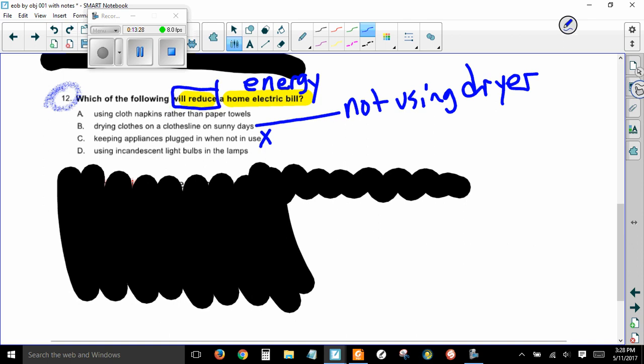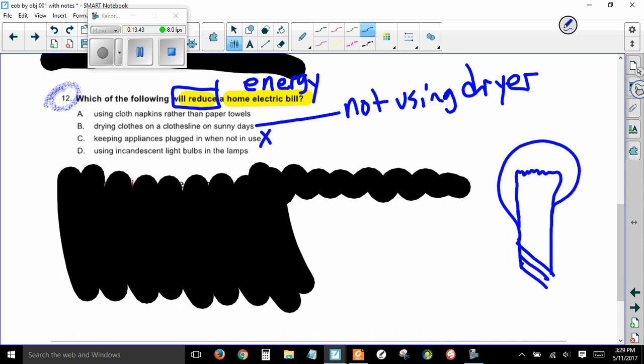Using incandescent light bulbs in the lamps. Okay, so incandescent light bulbs, those are the stereotypical light bulb you see, right? And they've got the little wire that comes up and the little filament and the wire that goes back down. When electricity runs through this wire, it gets to this filament and it hits resistance. And because it hits resistance, that causes the filament to heat up. And as it gets hotter, it starts giving off light. Okay? So literally what you're doing is you're taking electricity and you're purposely slowing it down.